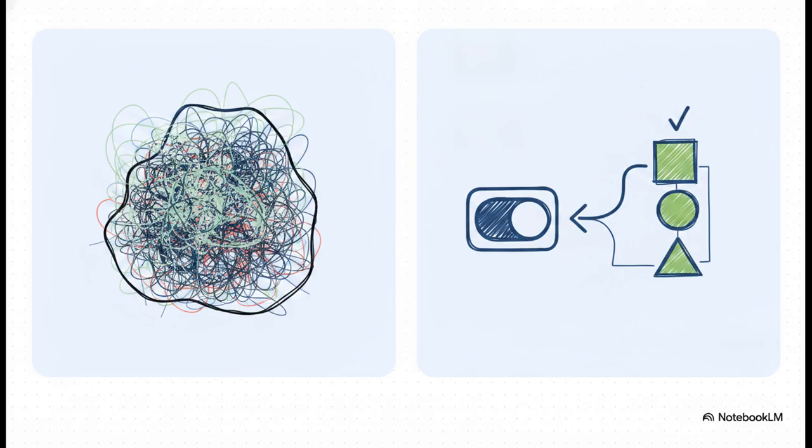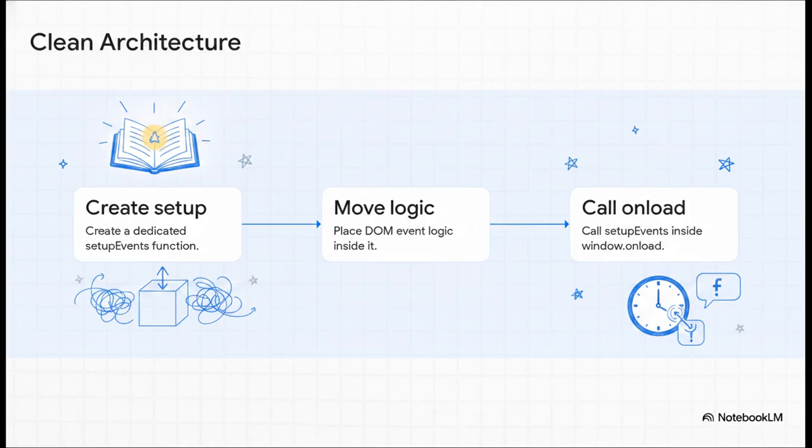And this brilliantly illustrates the difference in approach. That stuffed, bloated onload function is an absolute nightmare to maintain. But taking the organized approach, instead of dumping the code, we're calling a dedicated setup events function. We are abstracting the logic. This is exactly how professional code bases are structured, separating the when things happen from what is actually happening. So, here are the exact steps to achieve that beautifully clean architecture.